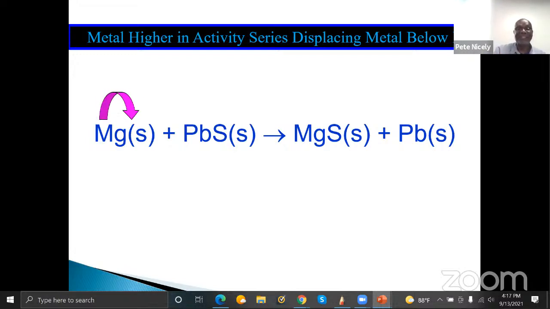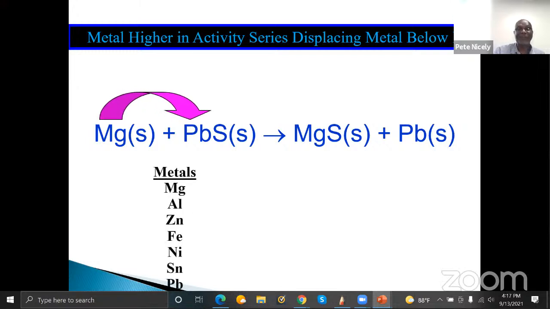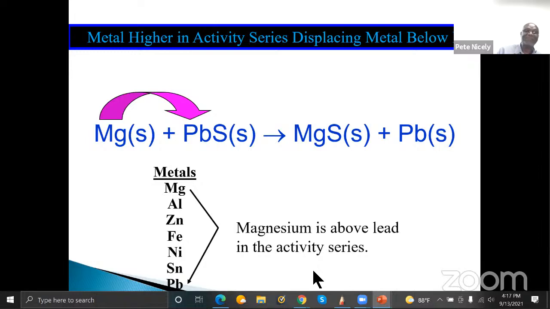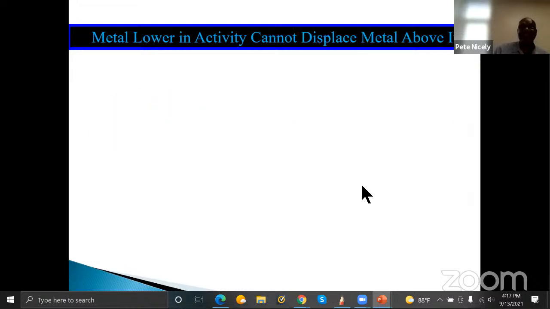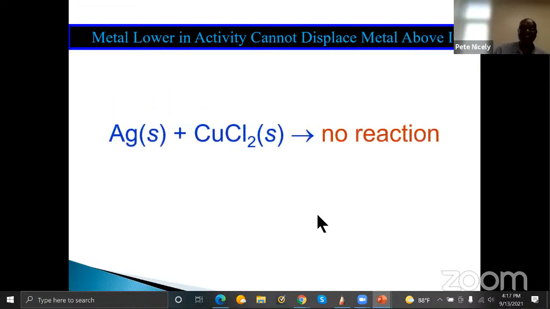A possible test question could be, will this reaction occur? And the answer would be yes, because if you look at magnesium in relation to where lead is in the activity series, you see that magnesium is above lead. So therefore, magnesium will displace lead from lead sulfide, and you're going to end up with magnesium sulfide and lead being displaced. So that's basically how you use the activity series to make these kinds of predictions, all right?